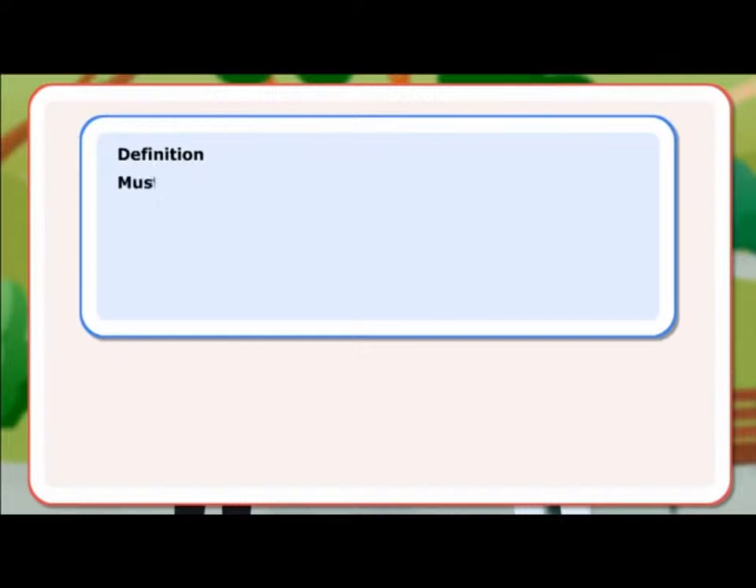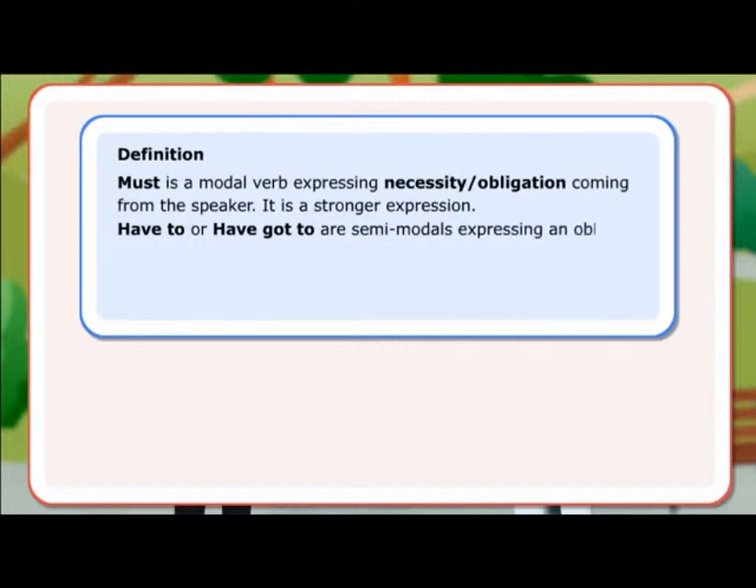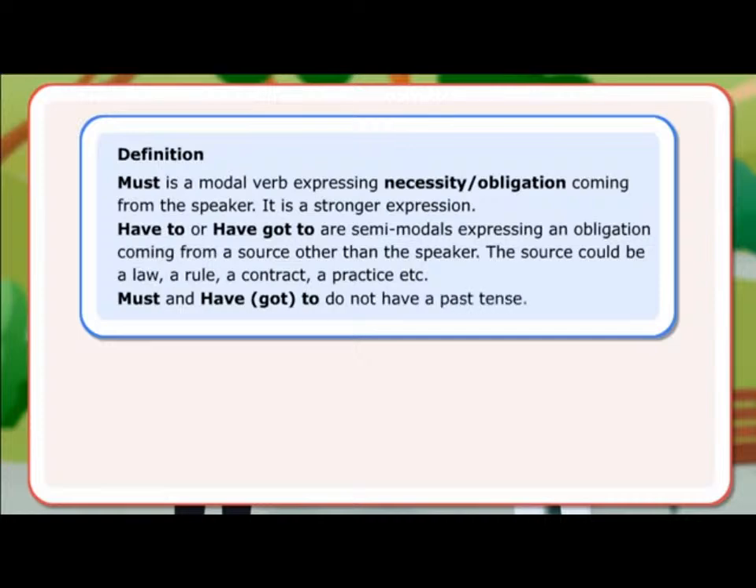Definition. Must is a modal verb expressing necessity or obligation coming from the speaker. It is a stronger expression. Have to or have got to are semi-modals expressing an obligation coming from a source other than the speaker. The source could be a law, a rule, a contract, a practice, etc. Must and have got to do not have a past tense. Let us look at these sentences.